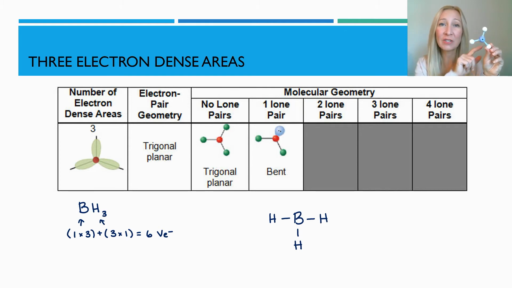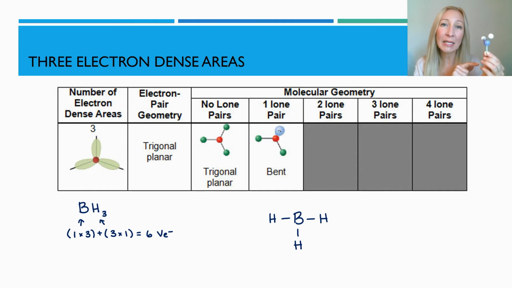These three regions of electron density are going to want to exist as far apart from each other as possible. So they exist 120 degrees apart from each other. Now, this molecule has three regions of electron density, so three bonds on the central atom, and it has no lone pairs. So the name of the electron pair geometry, because it has three regions of electron density, is trigonal planar, meaning it has three sides, but it exists in a plane.